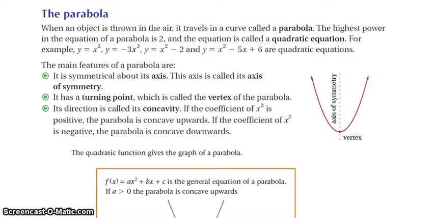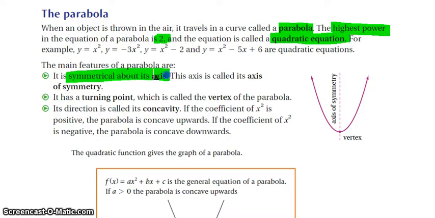Basically when you throw something in the air, a ball or whatever, it travels in a curve called a parabola. The highest power in its equation is 2, so that should be in the definition of a parabola or a quadratic, and it's called a quadratic equation. And here are some examples, all quadratic equations. Main features, and we've listed these all before last year, so make sure you write them down. You actually have to learn these.